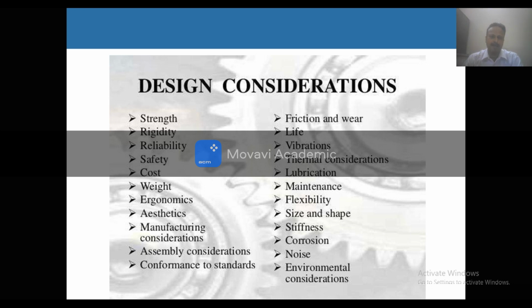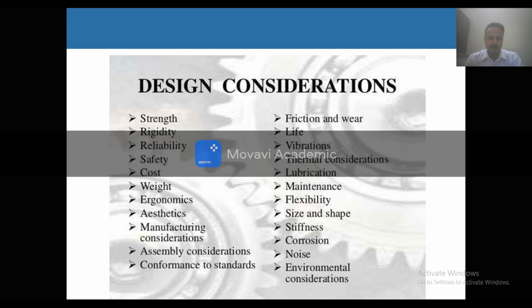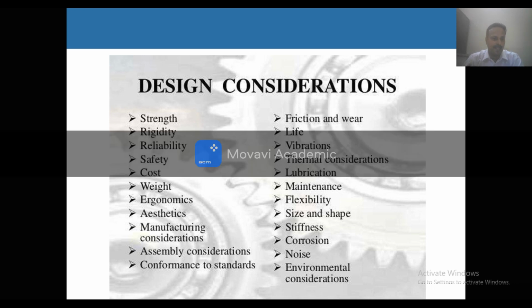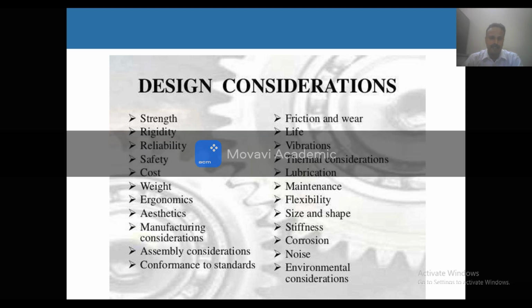Manufacturing conditions: a product's cross section can only be decided by the designer, but it has to be manufactured by somebody else. So we need to see that the manufacturing possibilities should be as easy and as cost effective as possible. So you should not select intricate cross sections like I section or T section for the design of various products, because that makes the manufacturing very costly.